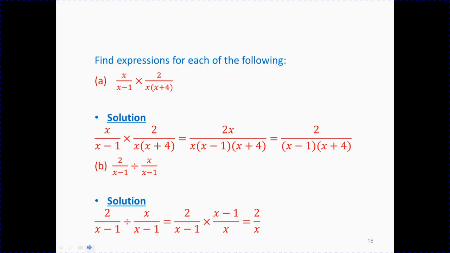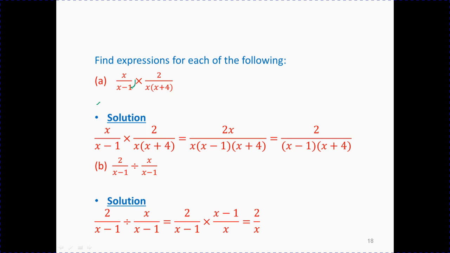No, there is one more presentation here. We are dealing now with expressions. Now, suppose that I have x over x minus 1 times 2 over x times x plus 4. Now we are dealing with expressions, not numbers.